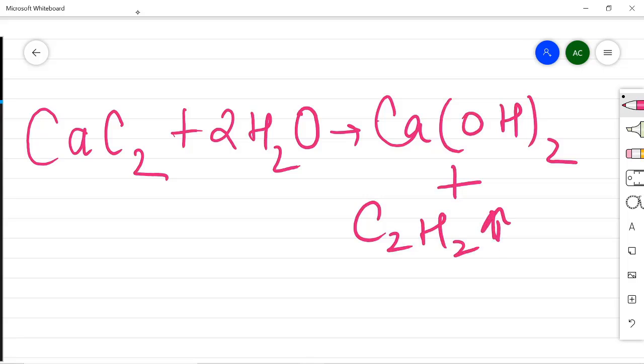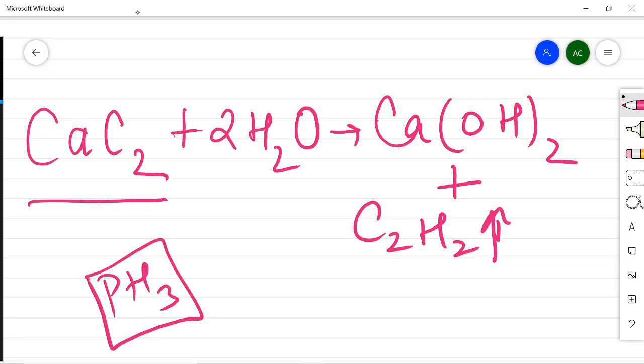ethyne will be formed. Now, as you know, this calcium carbide is not pure. It contains some impurities of calcium sulfide and calcium phosphide. So calcium sulfide is present and calcium phosphide is present. Later on, after the reaction, there will be the formation of hydrogen sulfide and phosphine. So the phosphine formula is PH3.